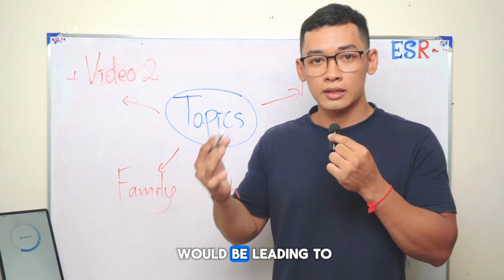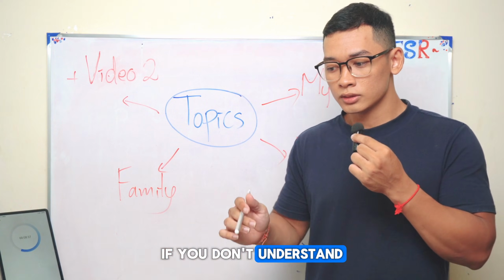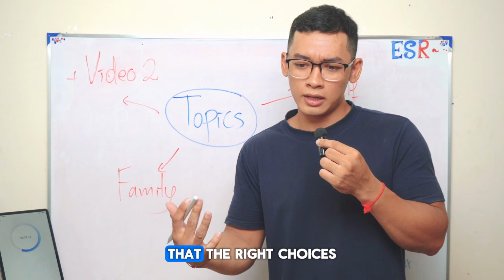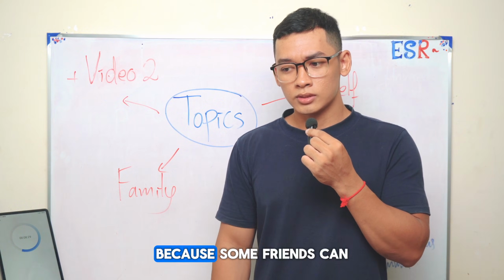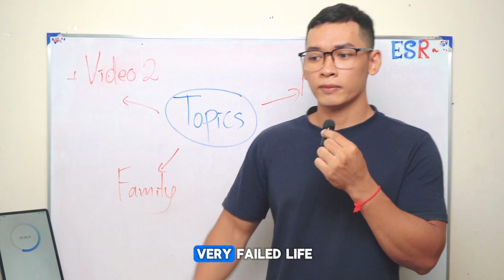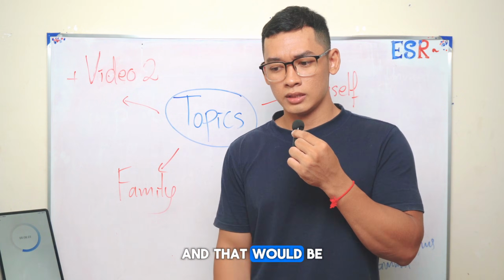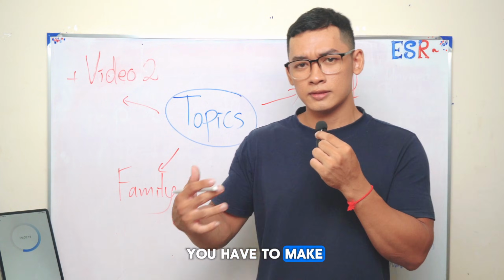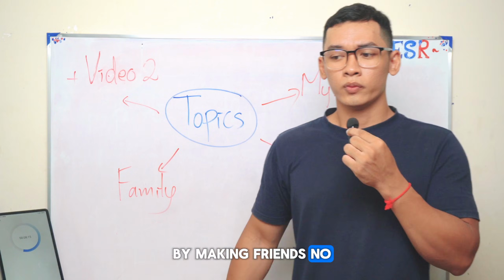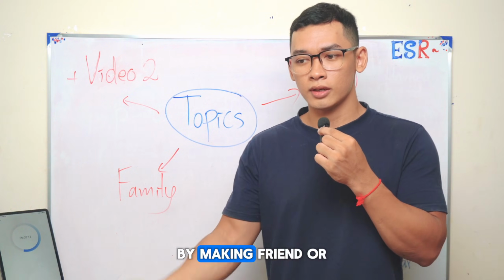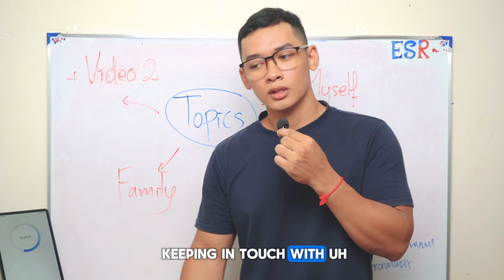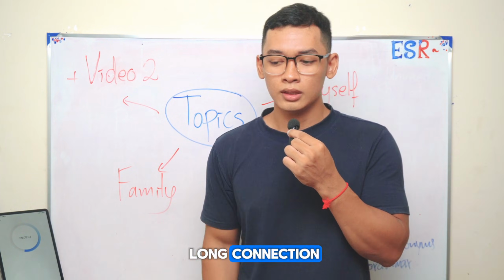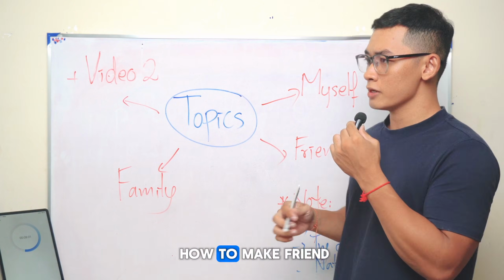But one point would lead to a huge mistake if you don't understand. Making friends, it's important to know that's the right friends, the right choices that you make with them, because some friends can lead you to a very failed life, and that would be a bad connection. This doesn't mean you have to discriminate when making friends. No, we have to be wise, by making friends or keeping in touch with whoever can be good with us in a long connection, right? For example, look at this one. How to make friends wisely.